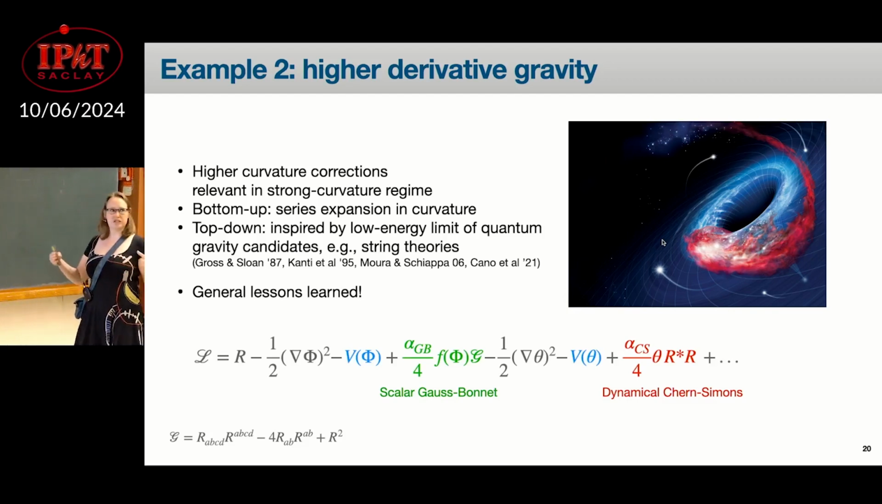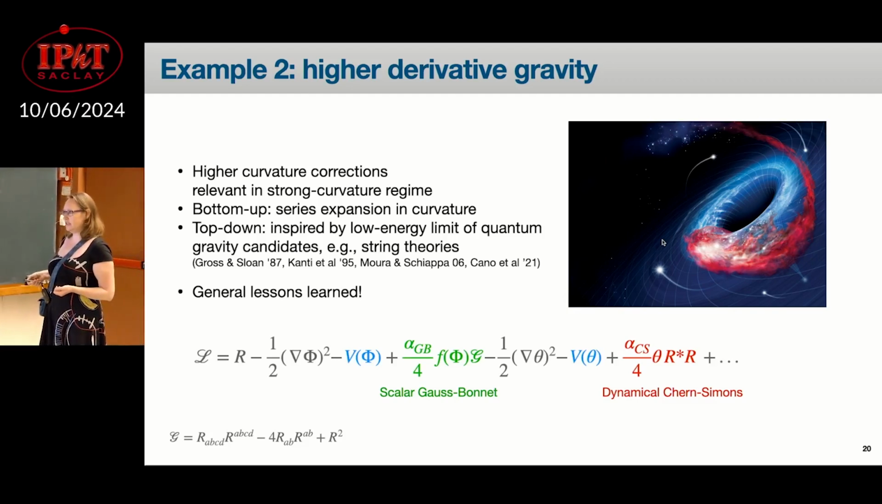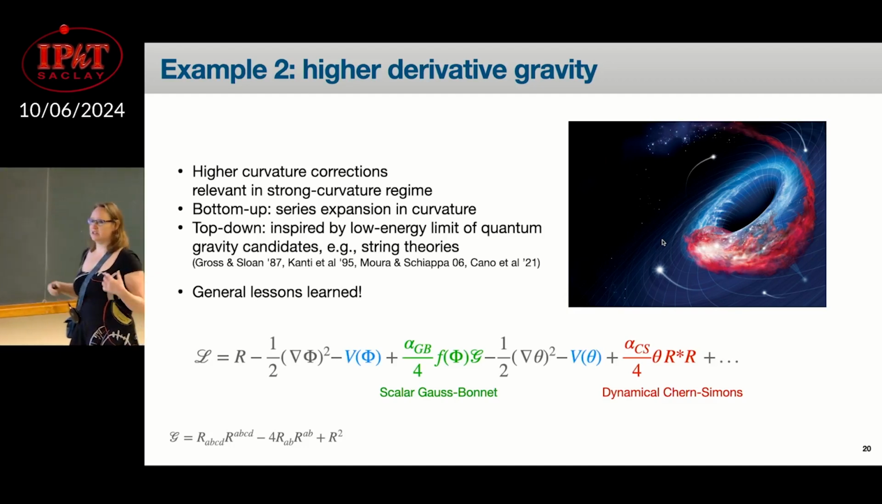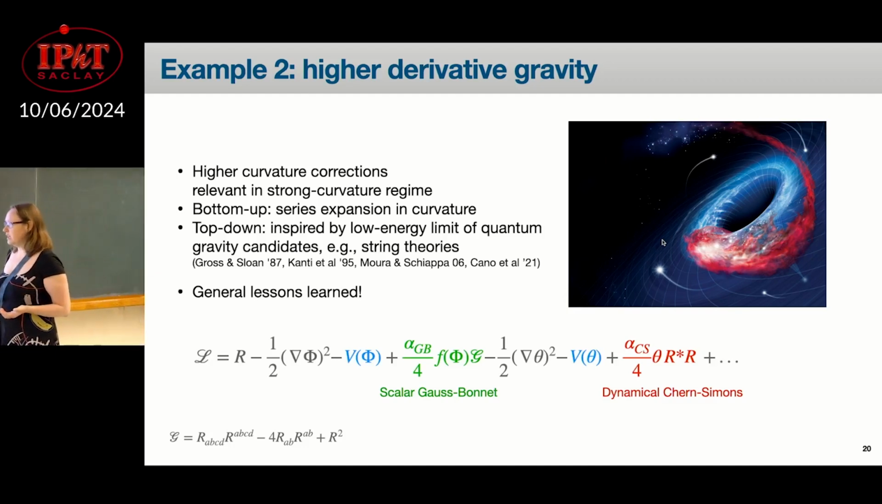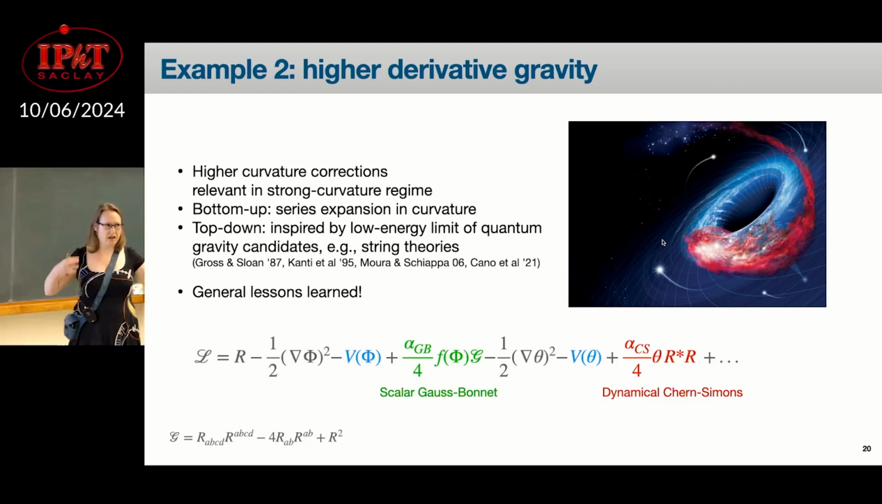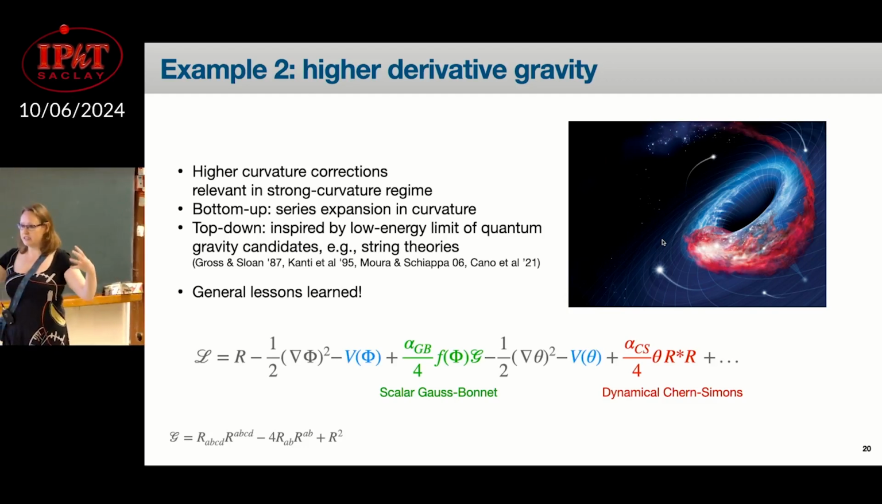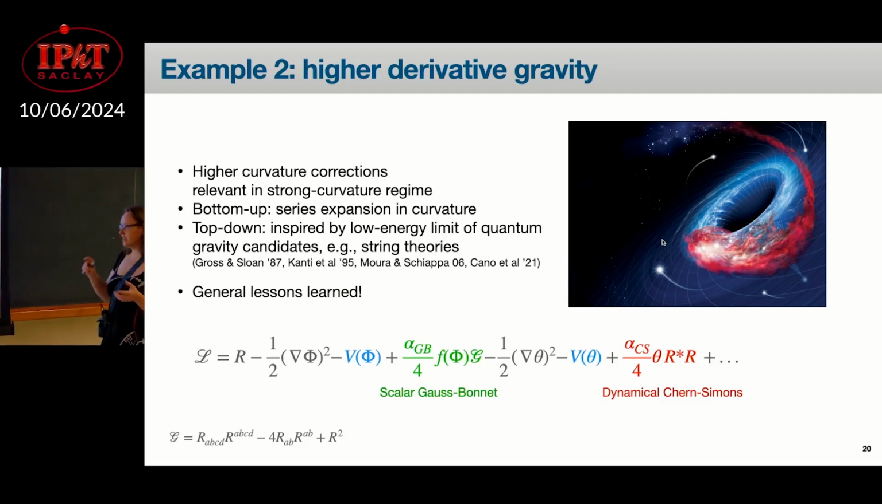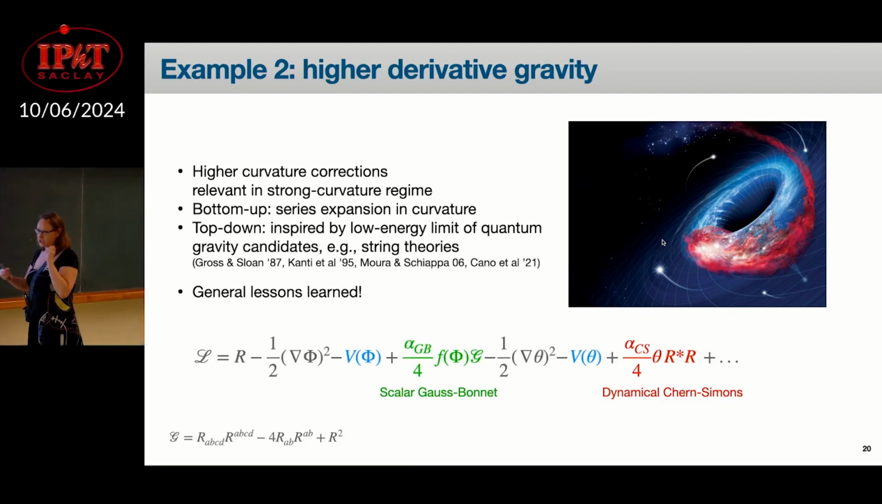And if you don't restrict yourself to even parity, you also get an axion field. I label this as theta, and this would be coupled to the Pontryagin density, and this is called dynamical Chern-Simons gravity in the gravity community. So this is one of the things that you can get. And if you have this action, one of the things that you will get is black holes that now carry dilaton or axion hair.